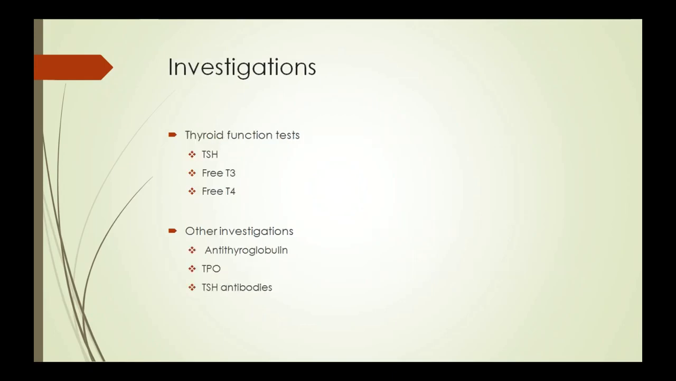Now let's go to investigations. Every thyroid swelling, this is how you have to investigate. First, you should do blood investigations. Those are thyroid function tests: TSH, free T3, free T4. This is the most important test, and this is how you should begin. If they ask you in the exams, you should start with thyroid function tests. And there are other investigations such as anti-thyroglobulin antibodies, thyroid peroxidase antibodies, and TSH receptor antibodies for autoimmune thyroiditis.